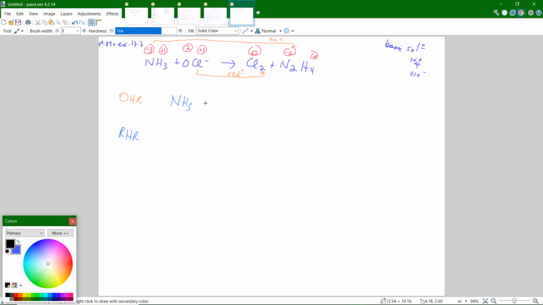Oxidation half reaction: NH3 goes to N2H4. And the reduction half reaction, OCl minus goes to Cl2. The pros leave space on either side of these to fit in electrons and waters and H pluses and OH minus and all that stuff. So you want to be a pro, right? So leave some space on both sides.